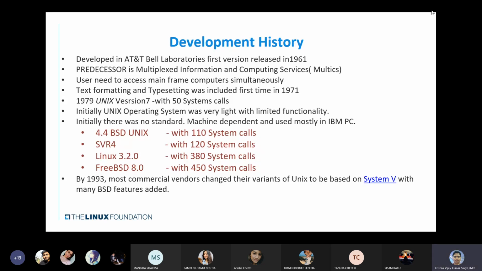Now, users needed to access mainframe computers simultaneously. Text formatting and typesetting were included for the first time in 1971. As I stated, we are putting our data in an unformatted text file. Typesetting, adjusting the page and all, like the facility we have nowadays, making use of Word and spreadsheets. Those things were not available in the earlier versions of the operating system.